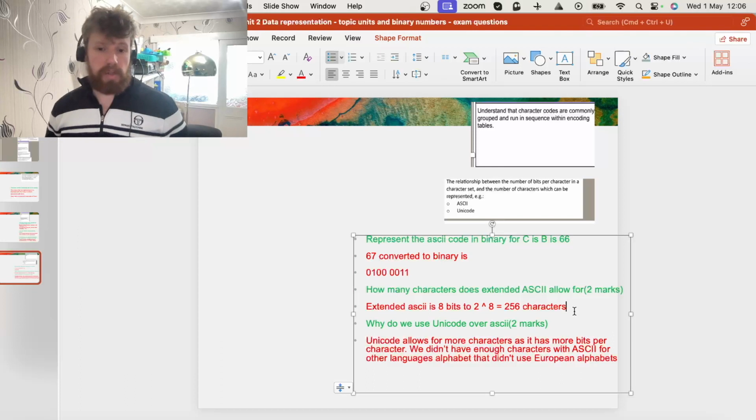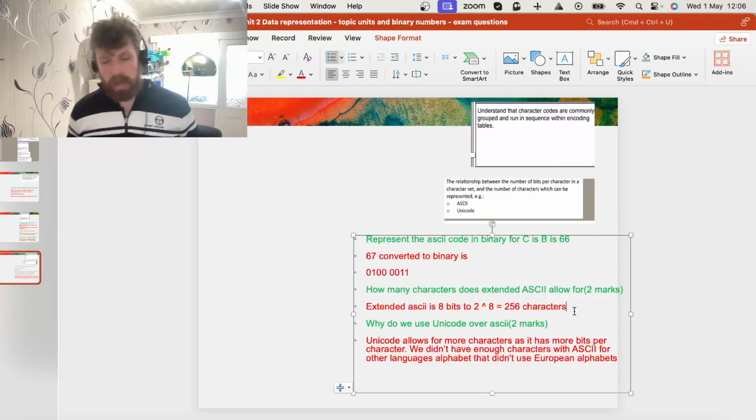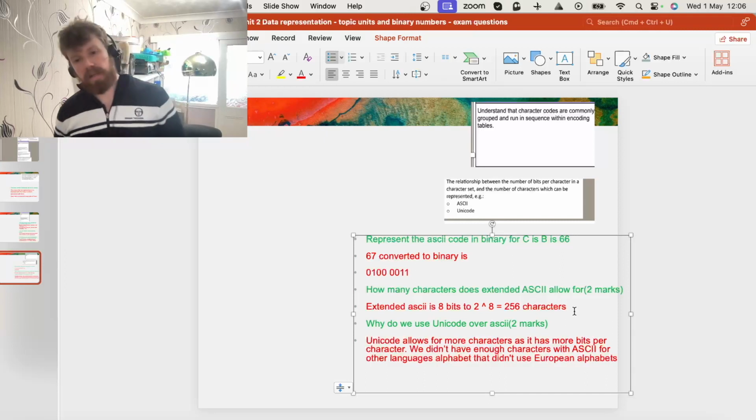The final question is, why do we use Unicode over ASCII? Because Unicode has many more bits, and this is linking back to what we were doing earlier. There was an issue that generally character sets were only based on the European alphabet, which is fine, but as computers started becoming used more around the world, this was an issue. And we had to extend this so that we had space to be able to have different characters for the Japanese alphabet, or Mandarin.